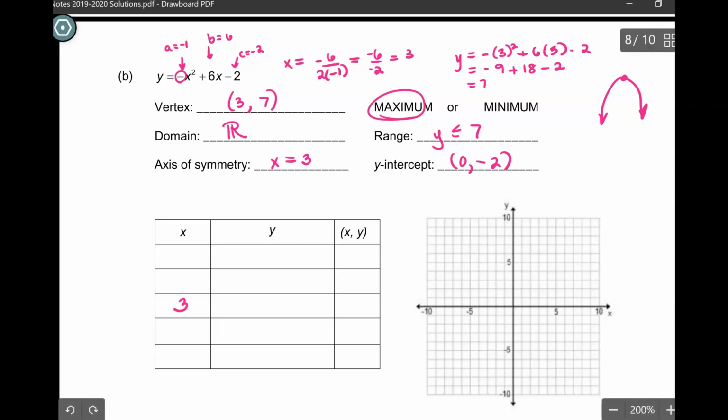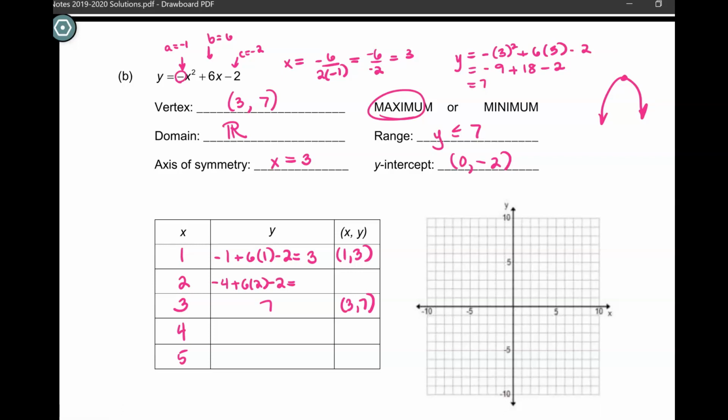So here we have 3, 7, so that's our vertex. We'll count backwards and forwards and substitute in. Plug in 1: -1 squared, so that's -1, plus 6 times 1, minus 2. So that'll be -1 plus 6 is 5, minus 2 is 3. Plug in 2, so that'll be -2 squared, or -4, plus 6 times 2, minus 2. So it'll be -4 plus 12 is 8, minus 2 is 6.